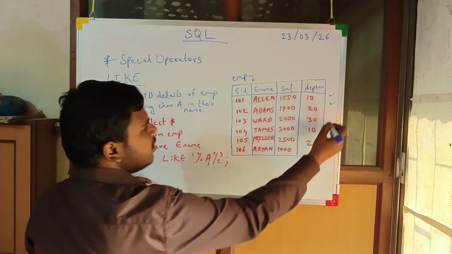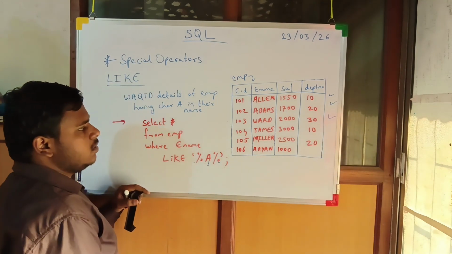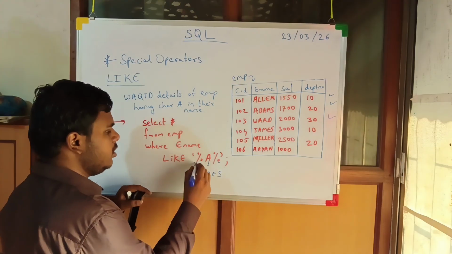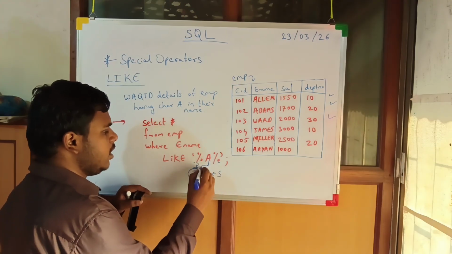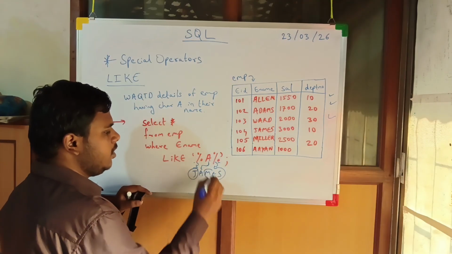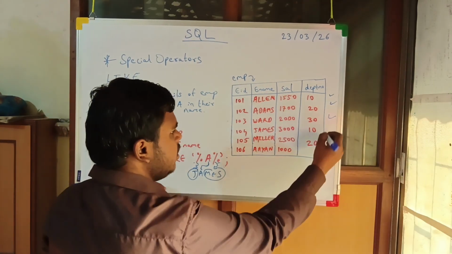So Ward will also get selected. Similarly for James, the first percentage will take J, the A is taken by the A, and the second percentage will take MES. Okay, James will also get selected.